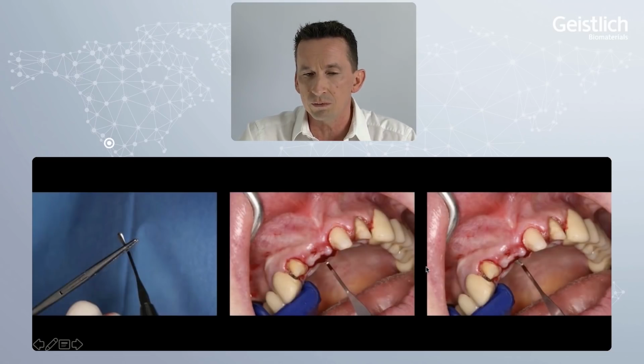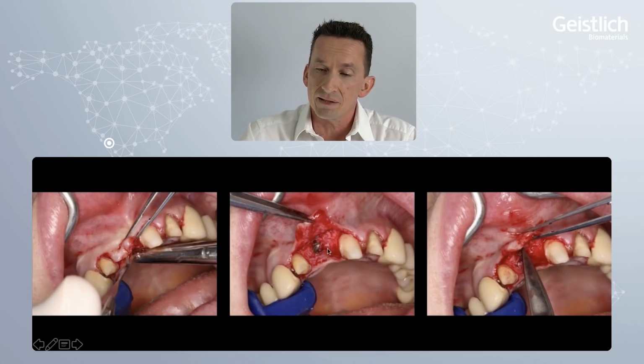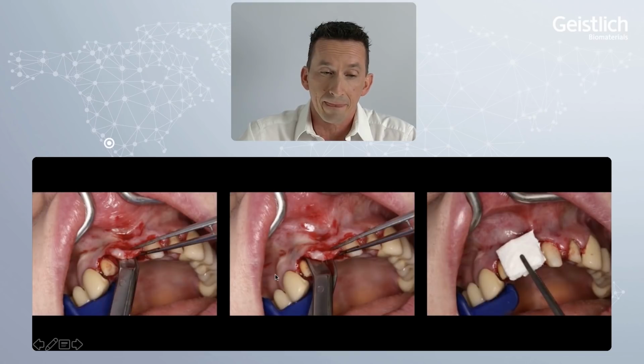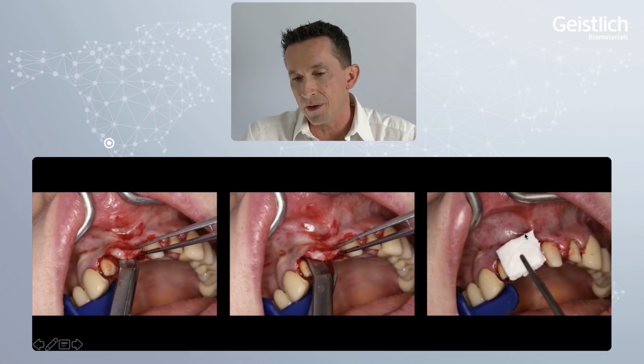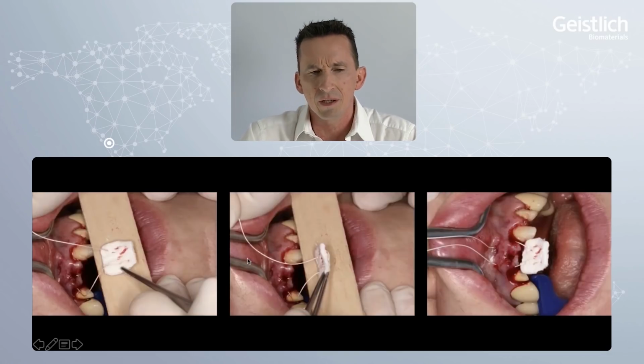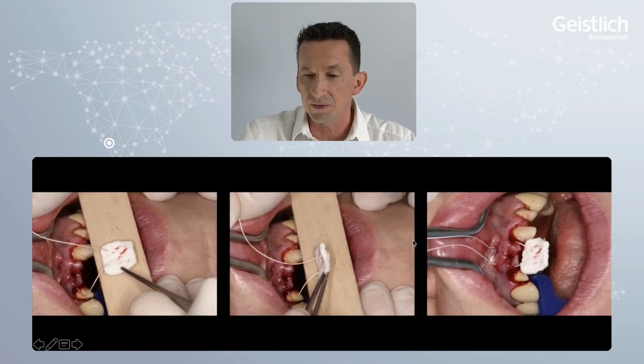So what did we do? We used the flexible microknife to prepare a split thickness flap. You see the implant. We remove the muscular adaptations. So we prepare a pouch looking like this. Now we trim the Fibro Guide. We do the same suturing technique as I have shown you.